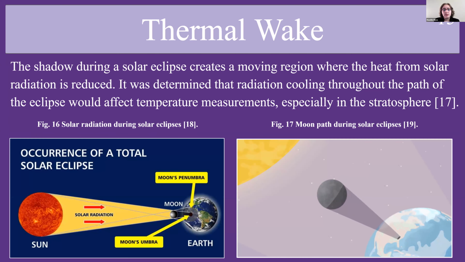The shadow formed during a solar eclipse creates a moving region where solar radiation is reduced during the day, as seen in figures 16 and 17. The balloon team hypothesized that the radiation cooling throughout the path of the eclipse would affect the temperature measurements, especially in the stratosphere. As a result of this cooling, it was predicted that the daytime thermal wake profiles measured under high-altitude balloons during the eclipse would be similar to the nighttime thermal wake profiles as a result of radiation reduction during the eclipse. The data from the temperature measurement showed that this was not the case, and that the thermal wake during a solar eclipse is unique in that it is different from both daytime and nighttime flights.